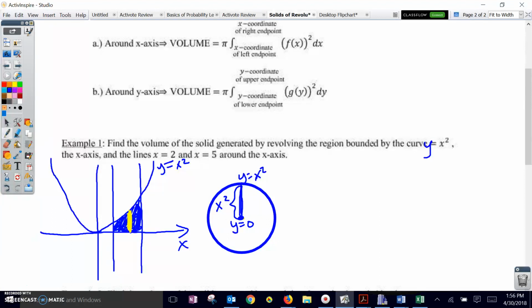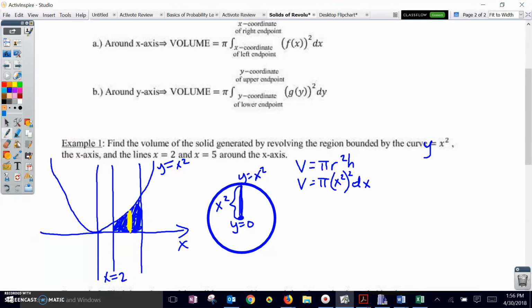And therefore, the volume of a typical cylinder is going to be pi r squared h. The r here is the radius of the cylinder, and the h is the thickness, which in this case is going to be dx. And so that's the general formula for the volume of any of the slices that come from this solid.